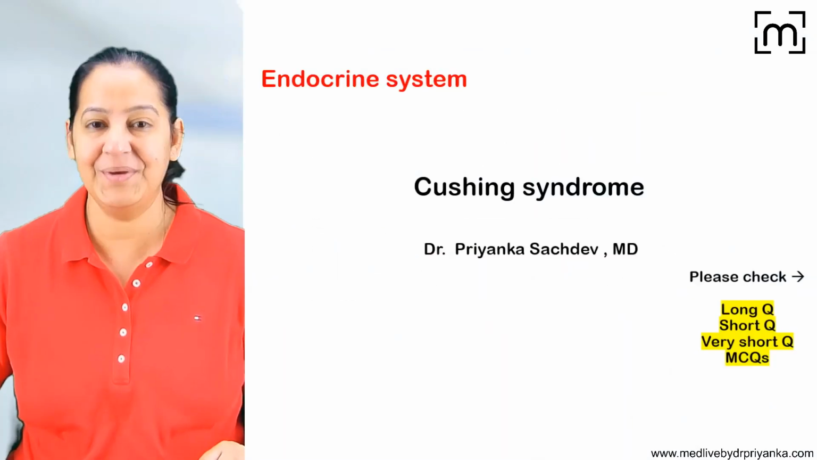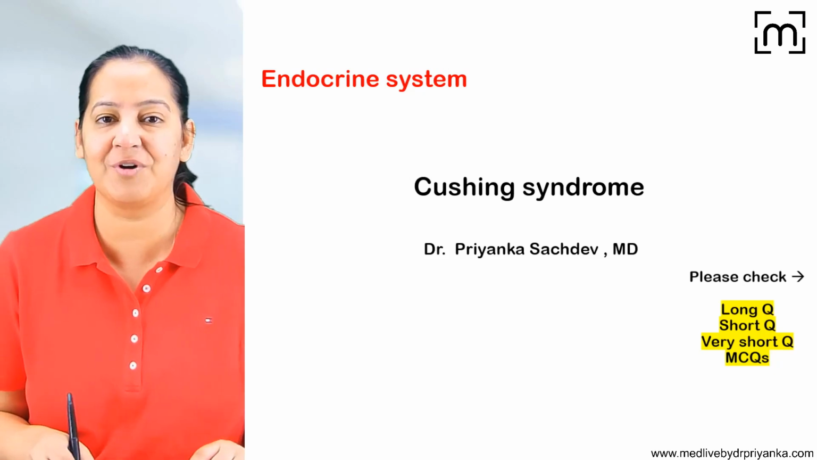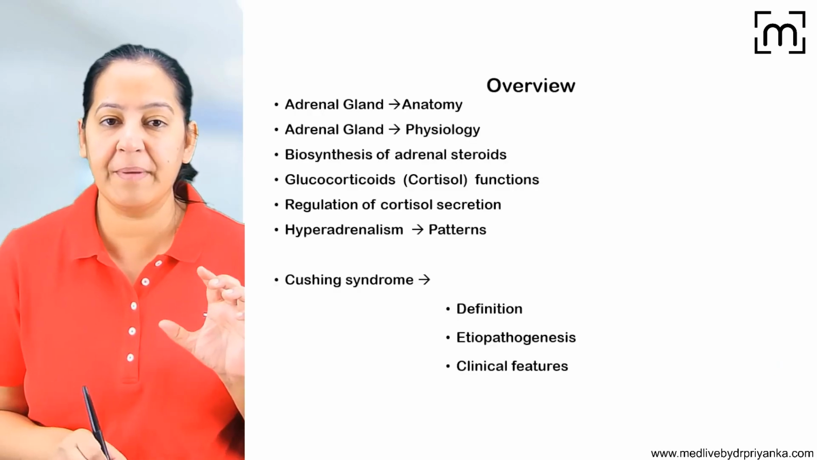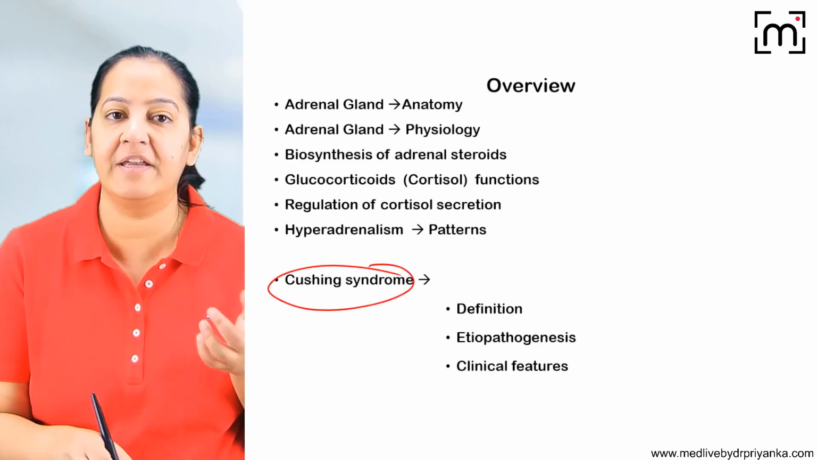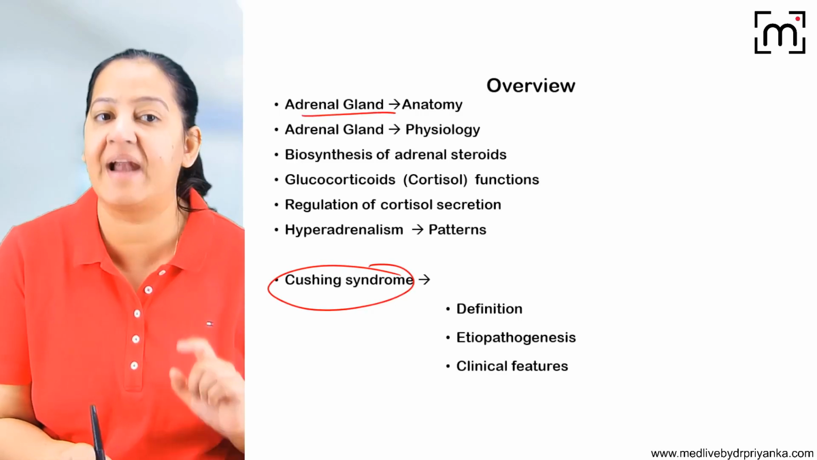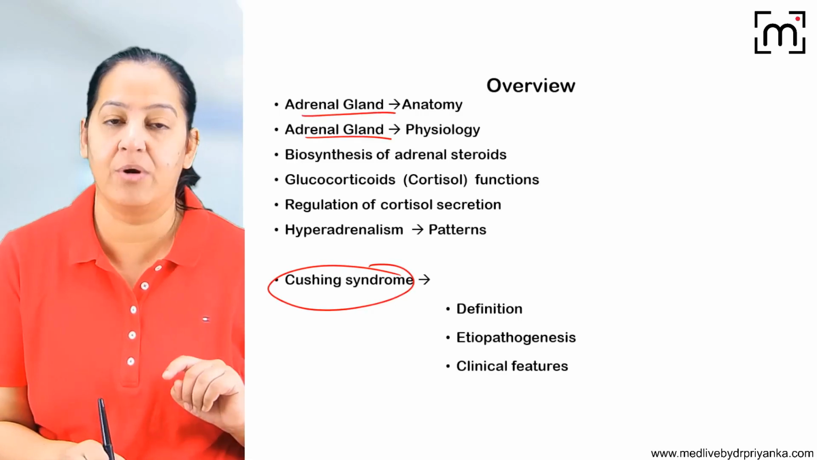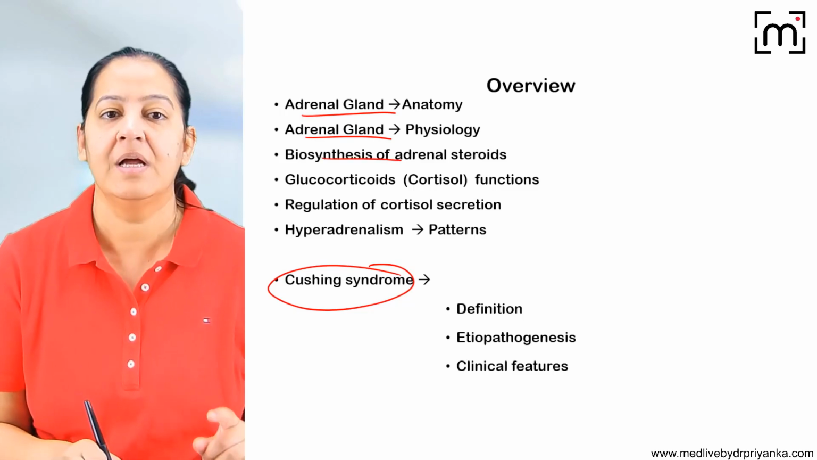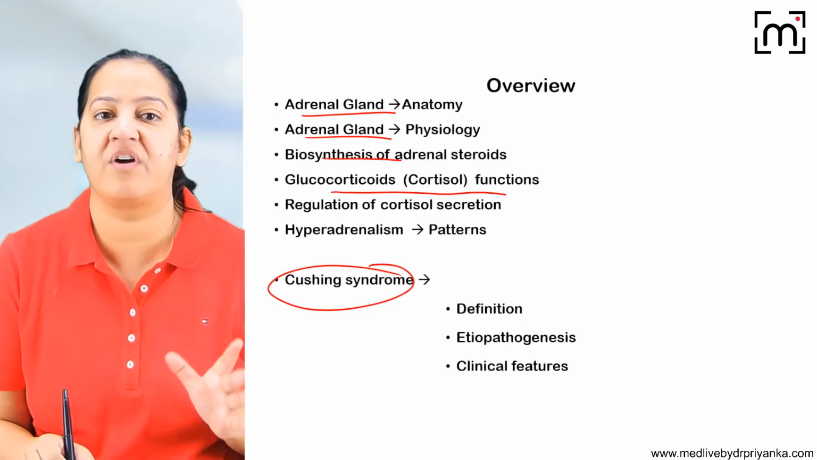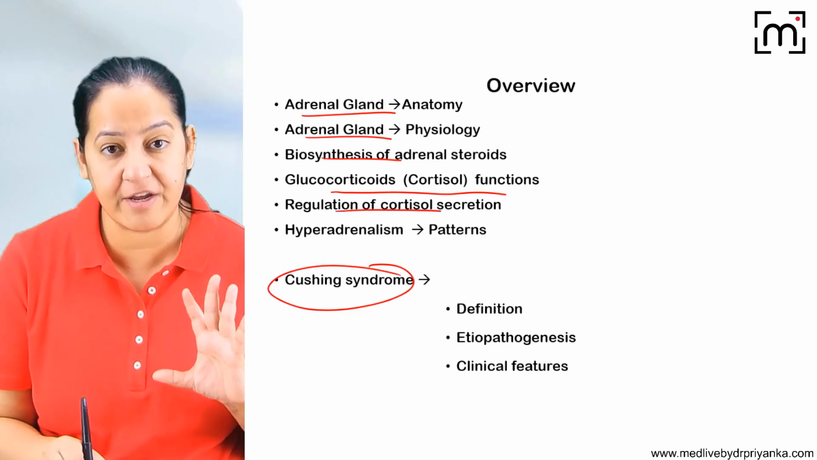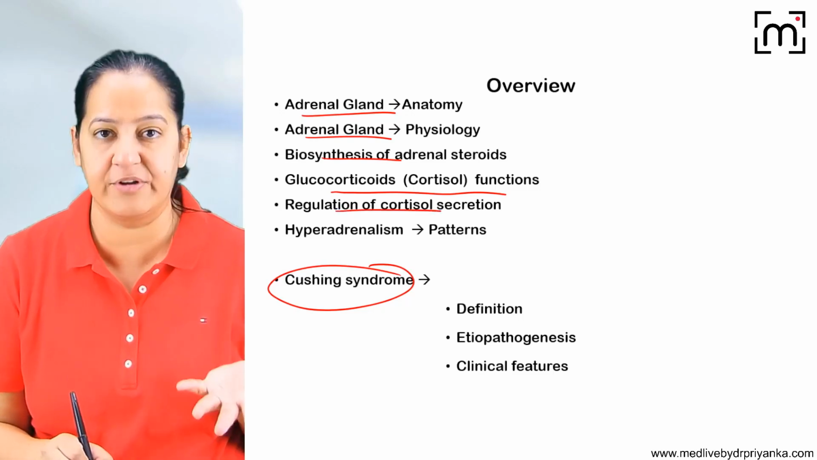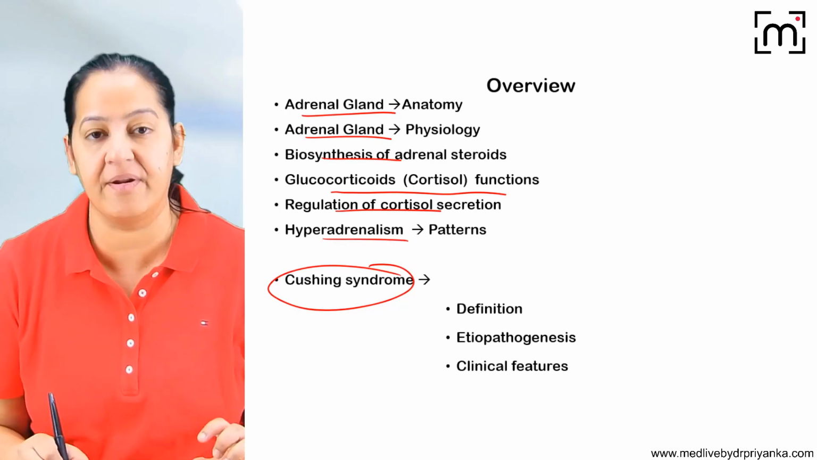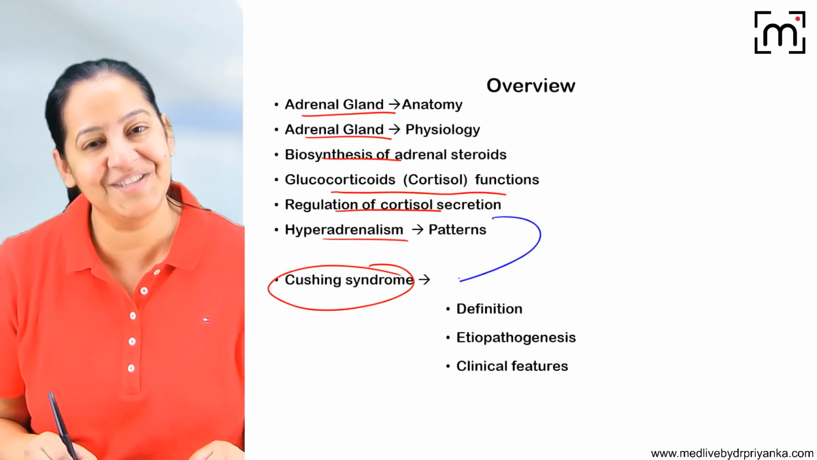Cushing syndrome. So here you can see we are starting the topic that is Cushing syndrome. Before coming to the topic, I will let you know normal adrenal gland anatomy, adrenal gland physiology, the biosynthesis of various adrenal hormones, adrenal steroids. Then I will let you know glucocorticoid function. Then I will let you know the regulation of the cortical secretions, the cortical hormones. And then we will come to various patterns of hyperadrenalism. One of the important patterns is Cushing syndrome.